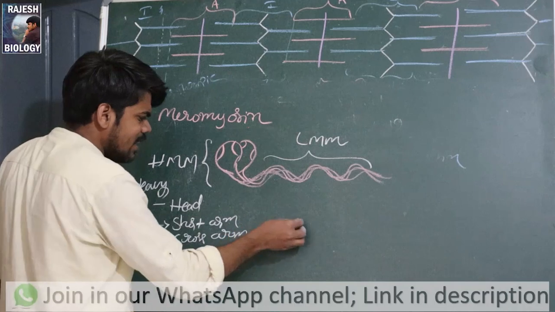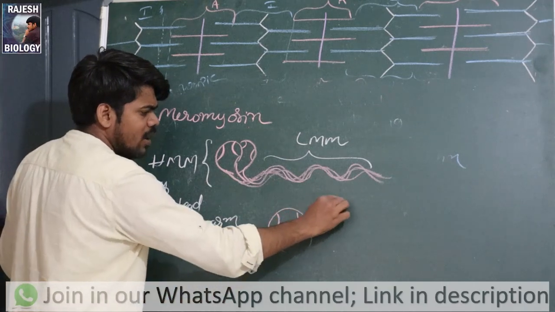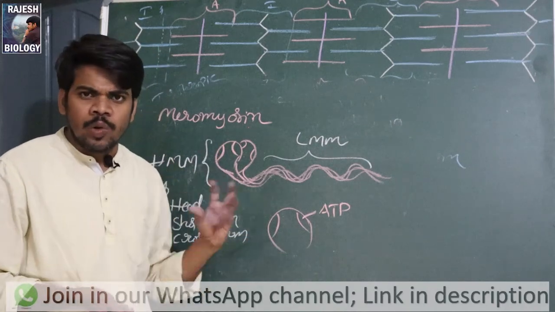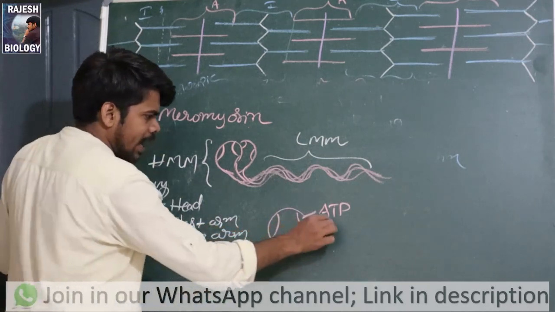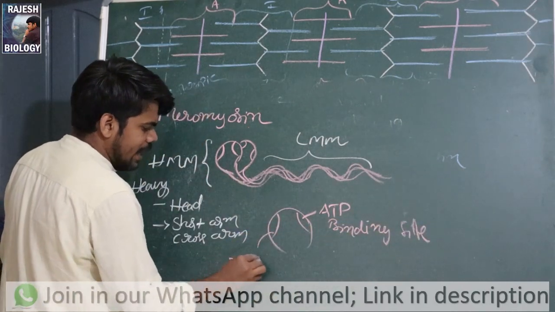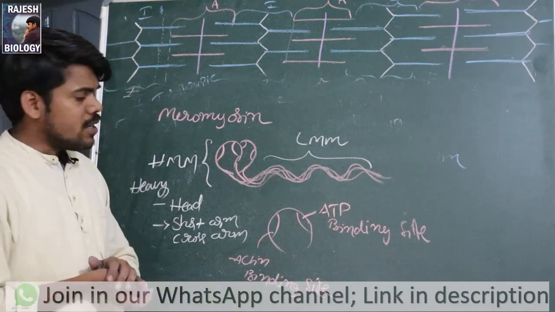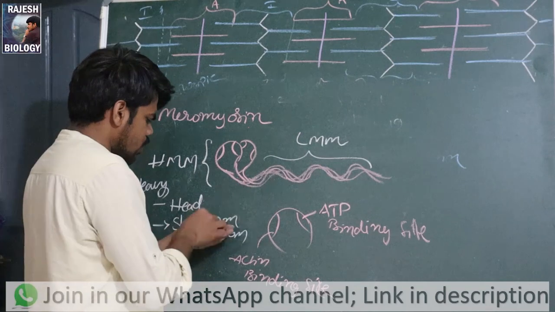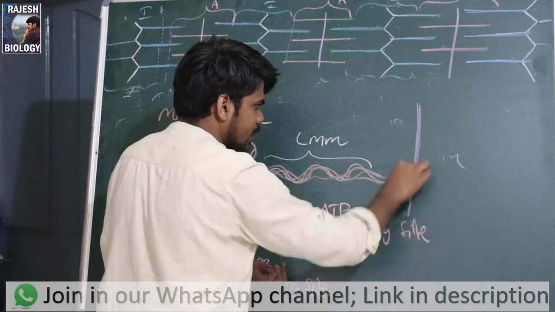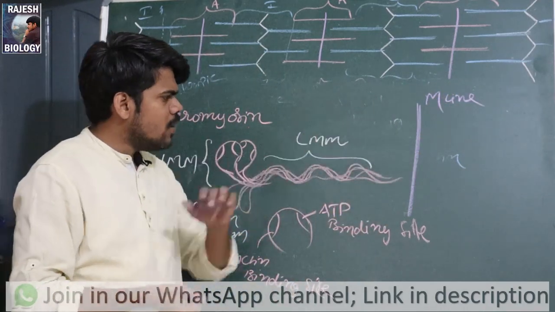The head of heavy meromyosin has two binding sites. One is the ATP binding site. Actually, the head of the meromyosin is nothing but an ATP hydrolyzing enzyme. And another one is the actin binding site. This is the myosin structure. Many such myosins are fused and all their tails are attached to the M line, the middle line. The M line is made up of fibrous tissue.